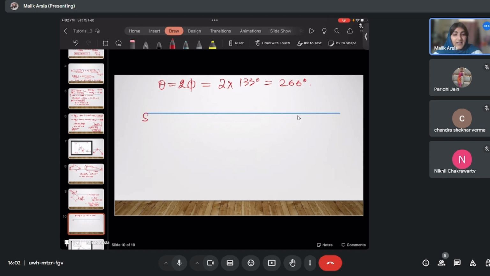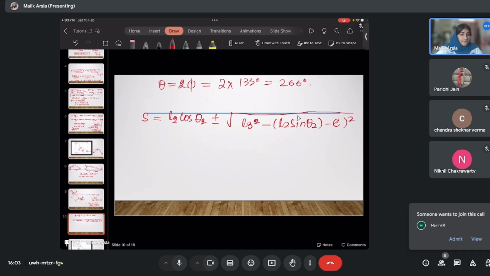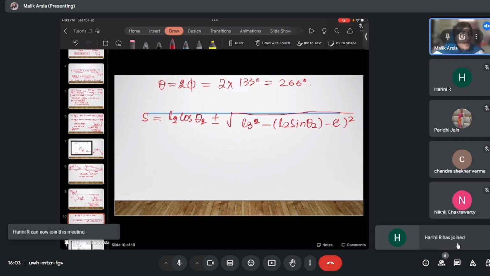kinematics that the crank length for a 3R 1P mechanism is S equals L2 cos theta 2, the theta input, since theta 4 is the theta output, plus minus under root of L3 squared minus (L2 sin theta 2 minus E) squared. Okay, so this is the formula which we directly get when we follow those procedures.